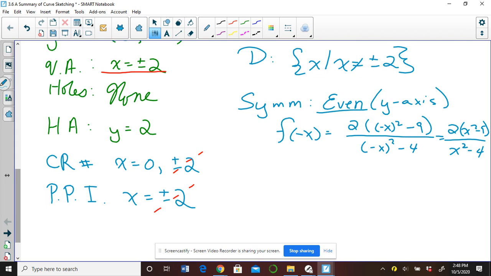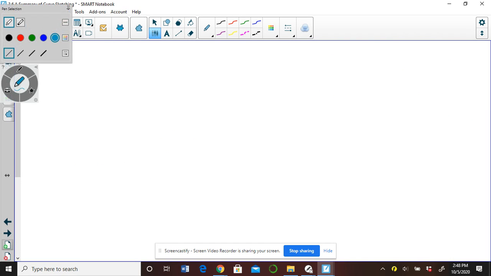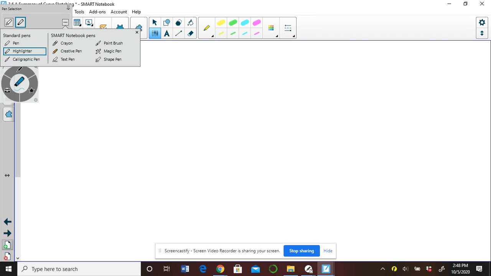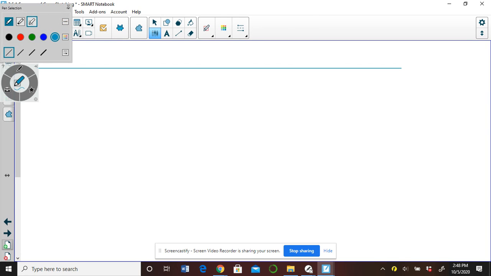So then we need to figure out our intervals for which we want to test. So we have a whole slew of values. So we're going to have our test pieces.